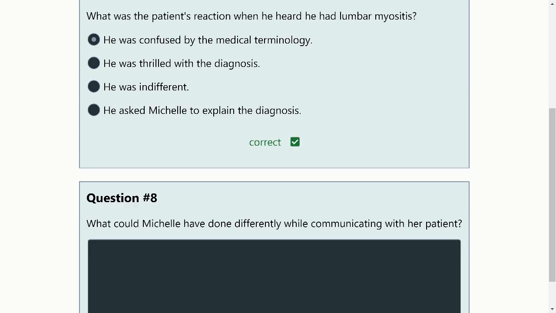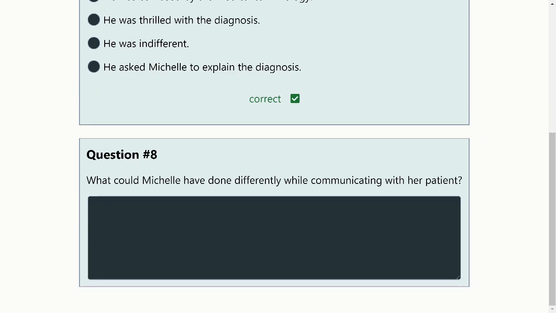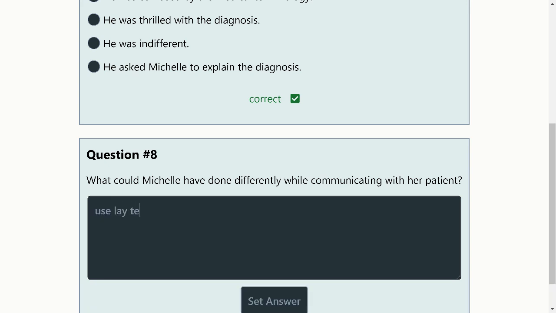All right, what could Michelle have done differently while communicating with her patient? Use lay terms. Huh? The doctor communicated. I'm not talking about that doctor. I'm talking about the doctor that told him he strained his back. Well, yeah, the doctor used the lay terms. The doctor told him he strained his back, but she came in using these big words and he got confused.